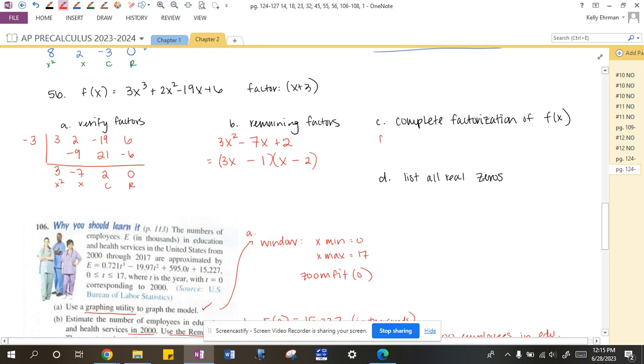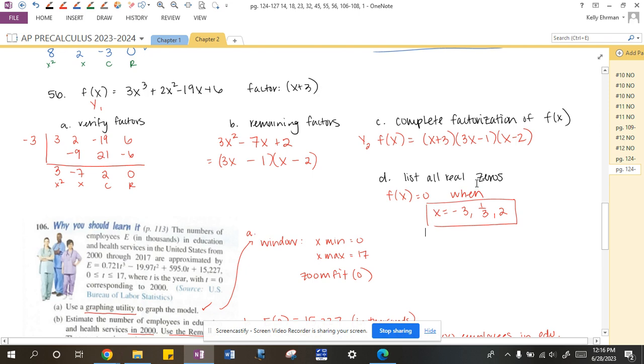Write the complete factorization of f of x. So we were given a factor of x plus 3, and we got a result that factored into 3x minus 1 times x minus 2. So here's the same f of x fully factored. If you were to graph this version of f of x in y1 and this version in y2, you'd have an overlapping graph. They're the exact same thing. And finally, list all the zeros. F of x equals 0 when x equals -3, 1/3, and 2.